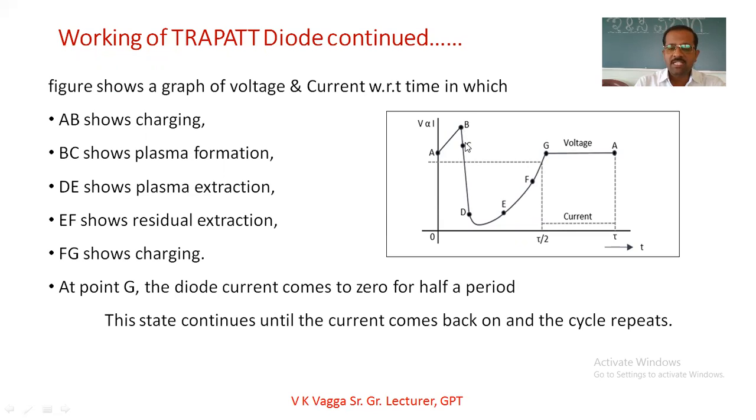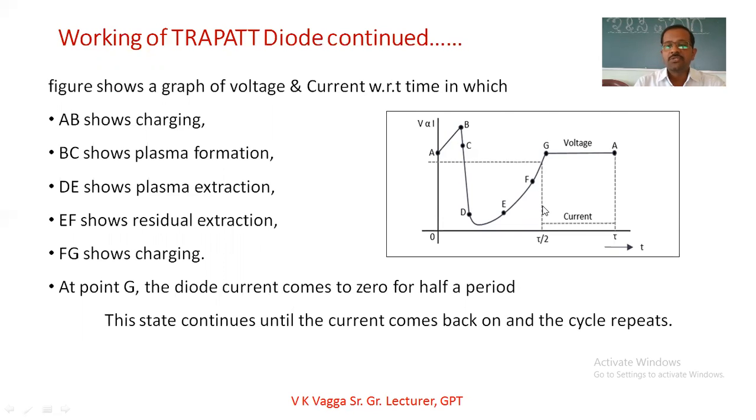So this plasma is going to continue up to D, and if it attains the minimum, it will enter into the extraction now. It is slightly increasing, so it is recovering from the plasma state. And EF is going to act as the residual extraction, so that again it is going to form as the capacitor, and the voltage will keep on increasing.